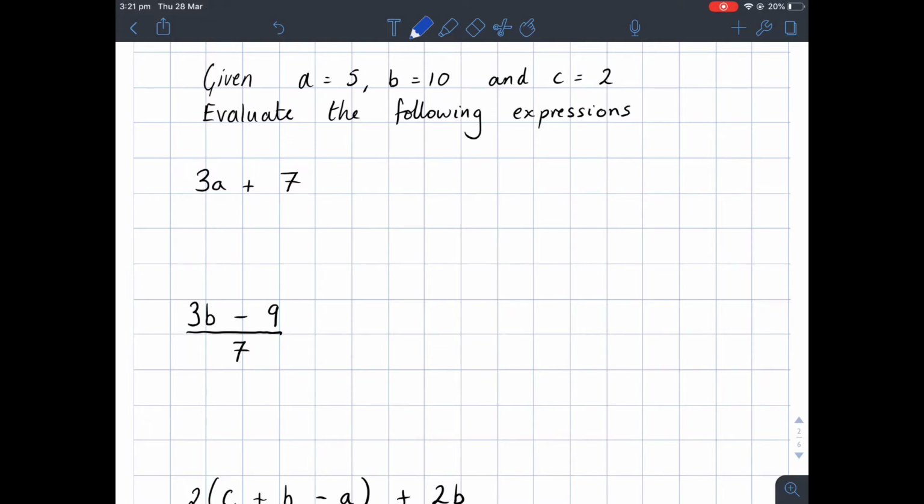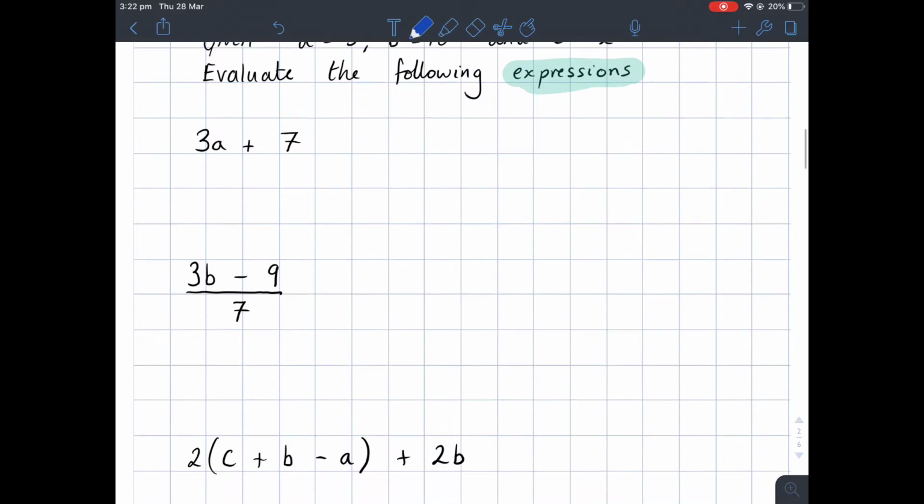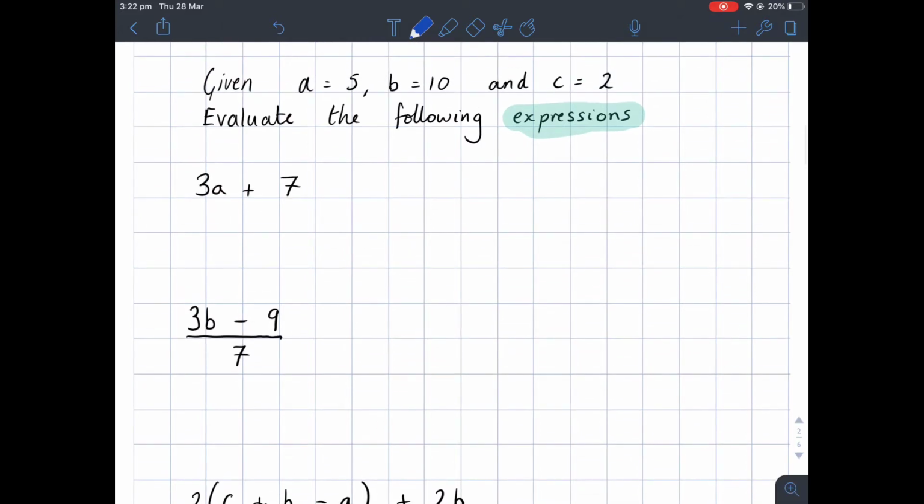And we're going to start off by evaluating the following expressions. Notice that we've used the term expressions. Now, expression is used because there's no equal sign here. They're all expressions because we don't have any equal signs. And what we're going to do is evaluate these expressions using the values we've been given, and we're going to substitute these values in for the variables that they're representing.